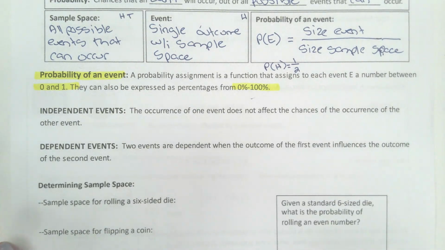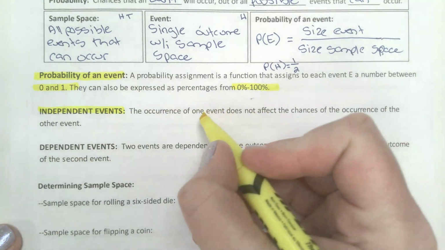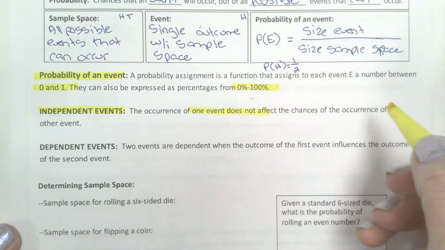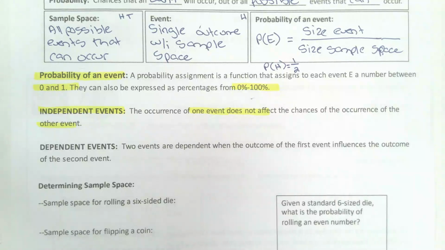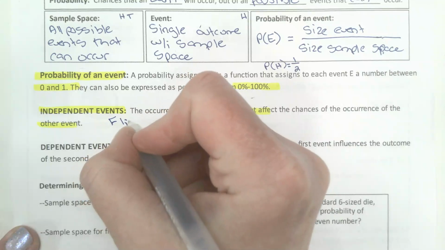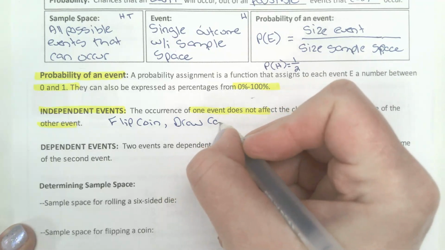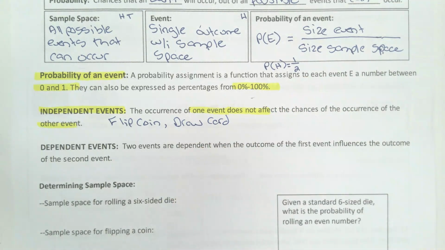Today we're going to talk about independent events. An independent event means one event does not affect another event. Think of when you flip a coin and then draw a card, perhaps. How you flip the coin has zero impact on the card that you draw. So one thing has nothing to do with the next. These are independent.